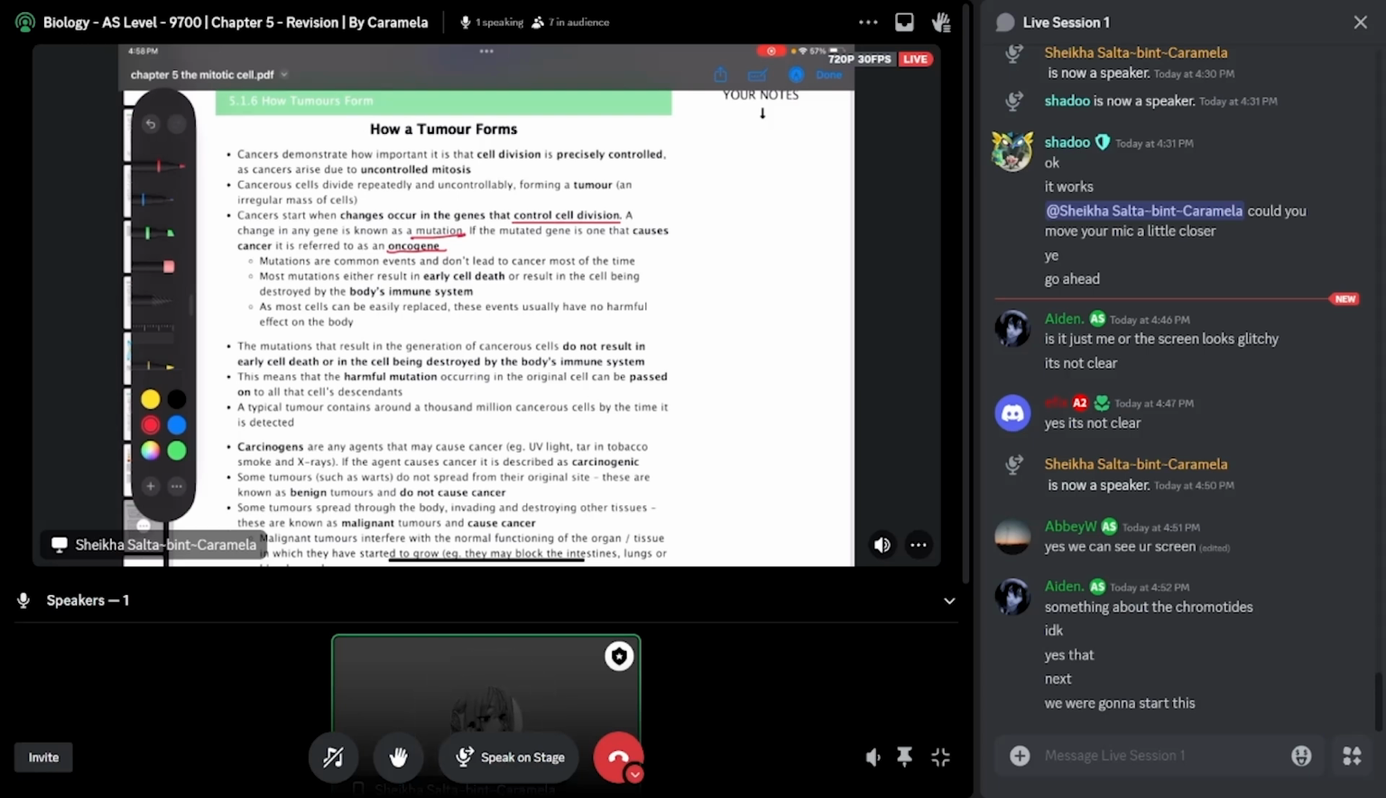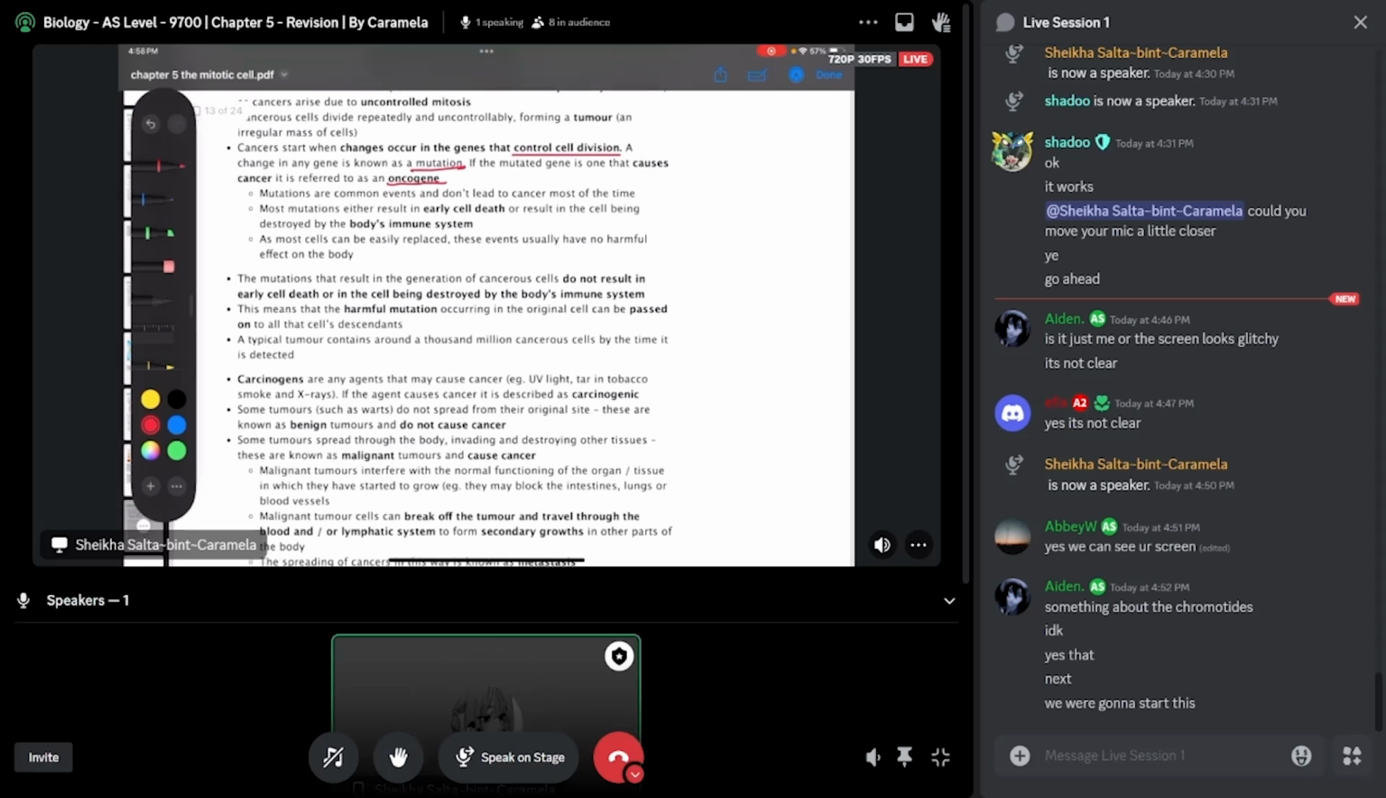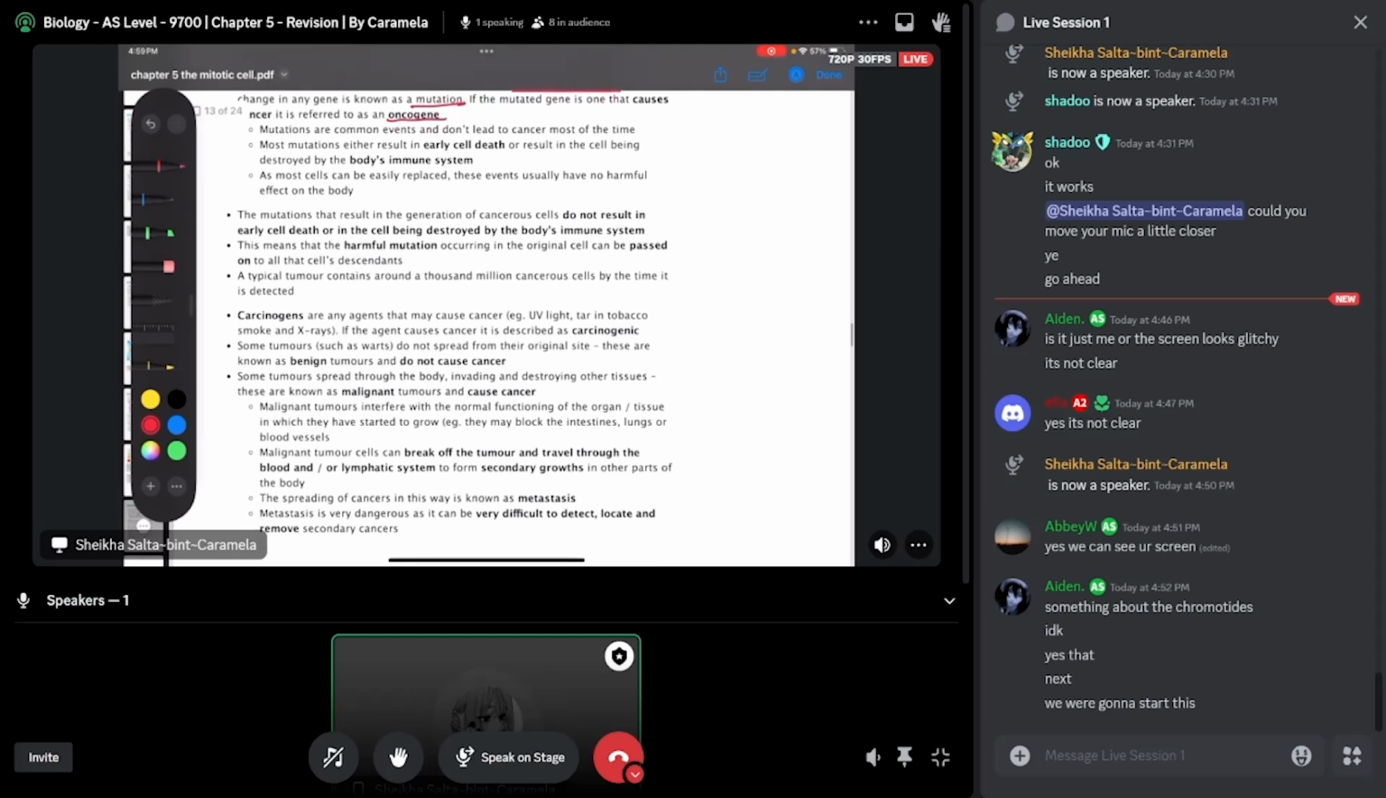Mutations are common events that don't lead to cancer most of the time, because in your G2 phase, the synthesized DNA is corrected as well. Most mutations either result in early cell death or the cell being destroyed by the body's immune system. As most cells can easily be replaced, these events usually have no harmful effect on the body. However, if the body is unable to destroy these cells, that's going to be problematic. This type of mutation is harmful for you, and then the tumor starts to form.